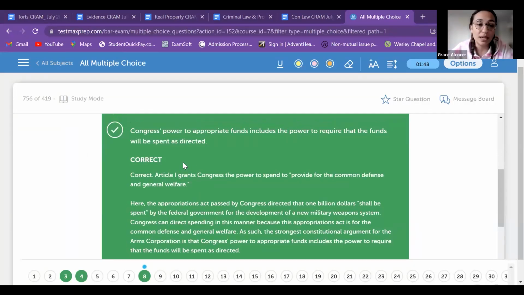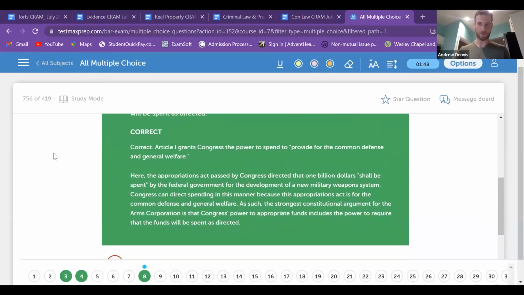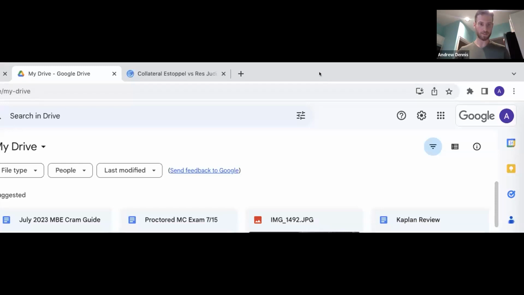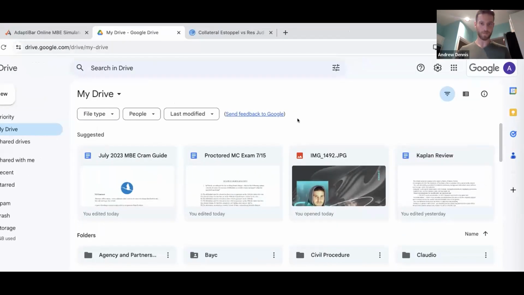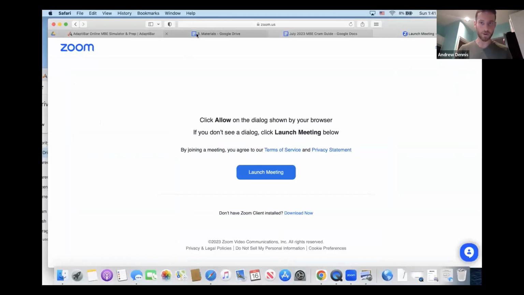Yes, I chose B and it was B. Okay, Congress's power to appropriate funds includes the power to require that the funds will be spent as directed. Excellent. All right, I'm going to take back over. And we'll finish up. I just want to show everyone that I have been updating the cram guide as we've been going.